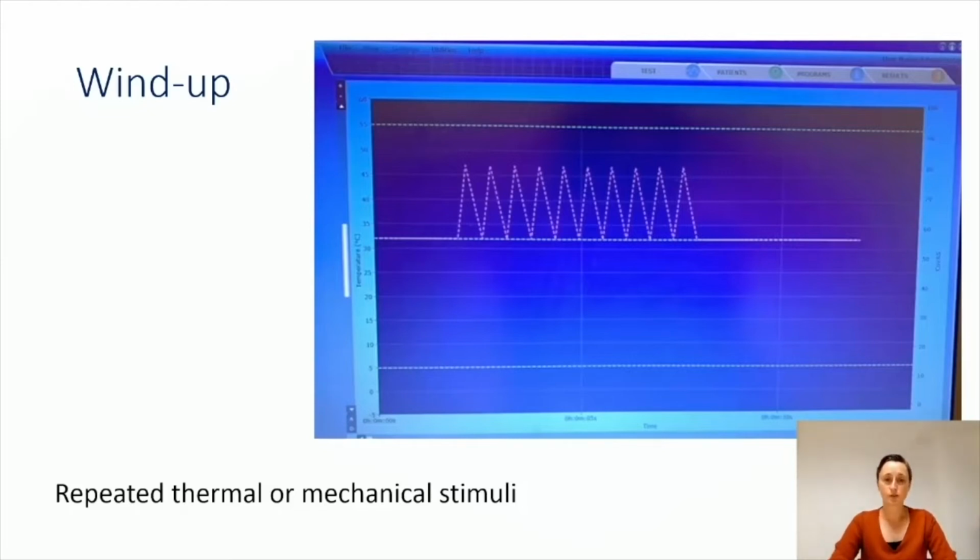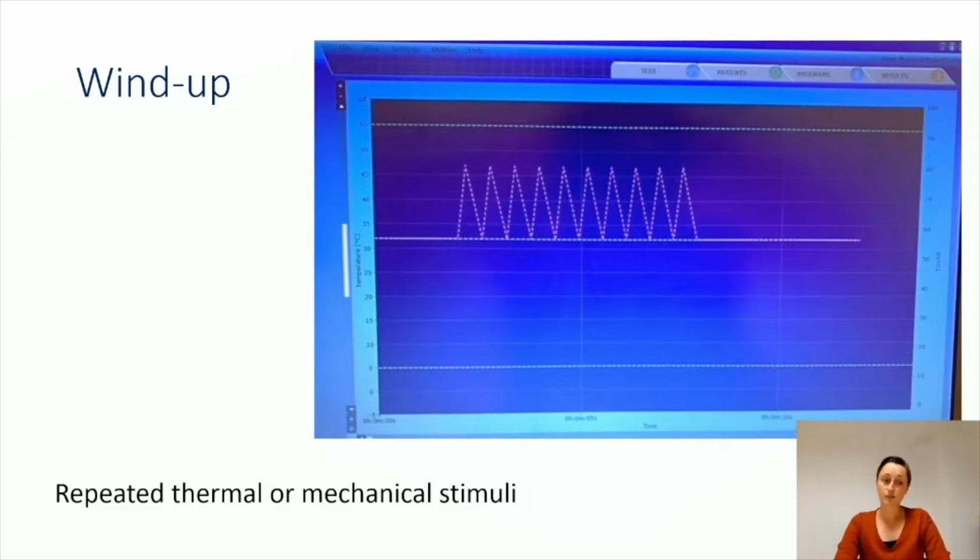The test works as such. You first give a single stimulus, a short mechanical or heat pain stimulus, and you ask the subject to rate the pain, for example, using an NRS. Next, you will give 10 subsequent repeated stimuli at a frequency of 1 Hertz, where the subject should indicate the amount of pain that's being experienced by the final stimulus.